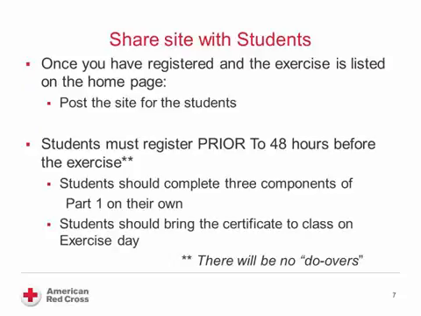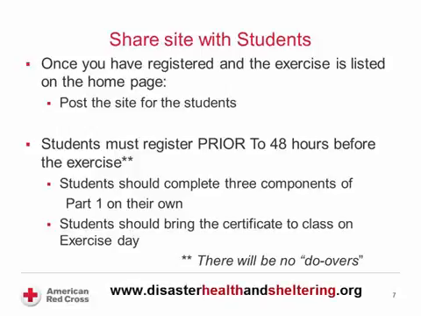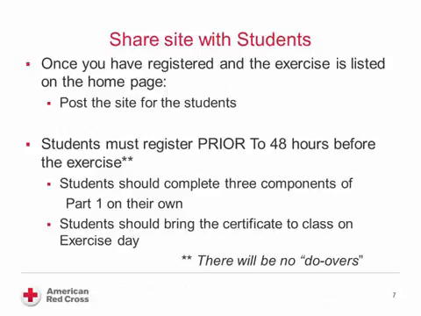Once you have registered and the exercise is listed, then you can say to your students, you need to go to www.disasterhealthandsheltering, and they need to take part 1 and they need to register. So they need to do the top part, each of the 3 components, then scroll down the page, find their university, click on it and register their name. It has to be done prior to 48 hours before the exercise, because the HCEP system includes a cutoff for registration. That's just the way it's done.